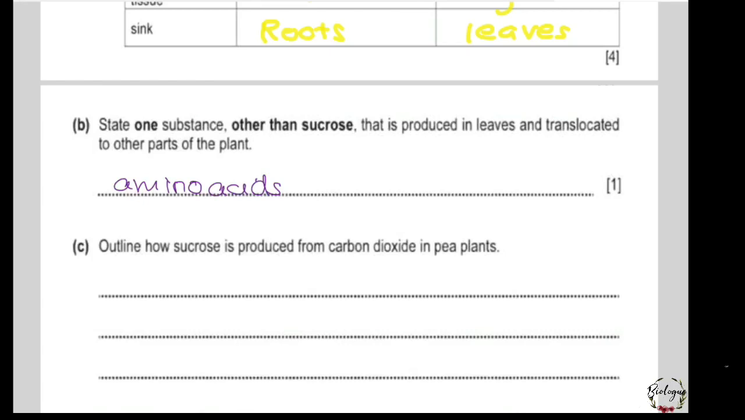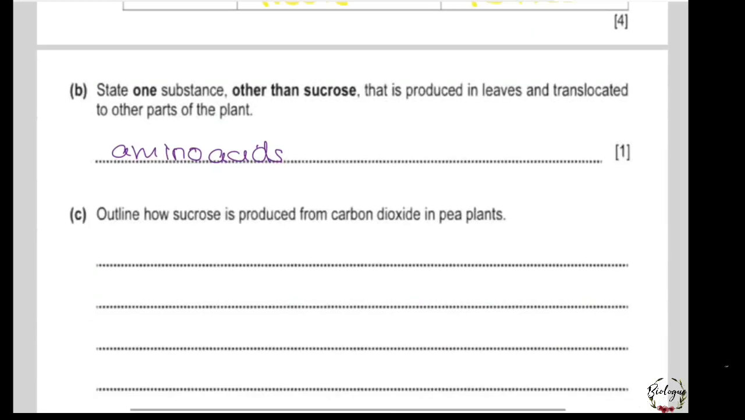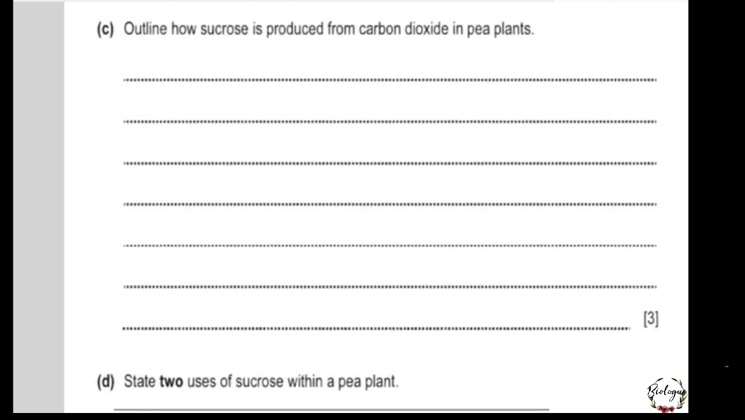Because if you write proteins, the mark scheme rejects it. So remember to write that it is sucrose and amino acids via translocation. So the answer here will be amino acids. Outline how sucrose is produced from carbon dioxide in pea plants.